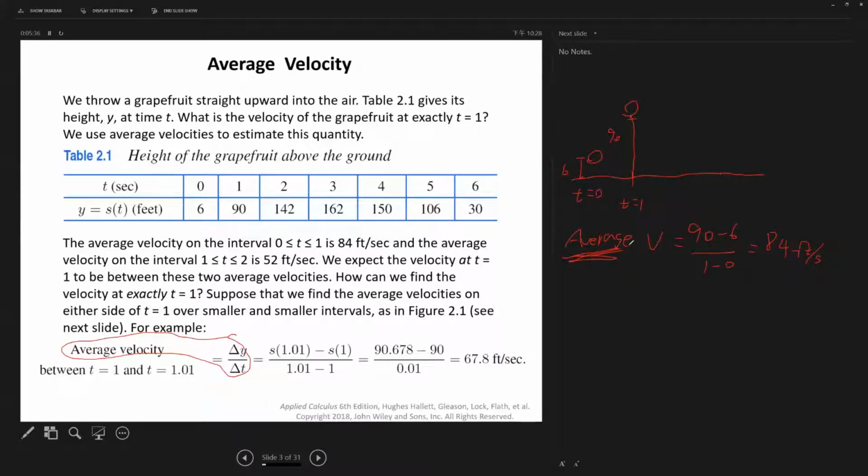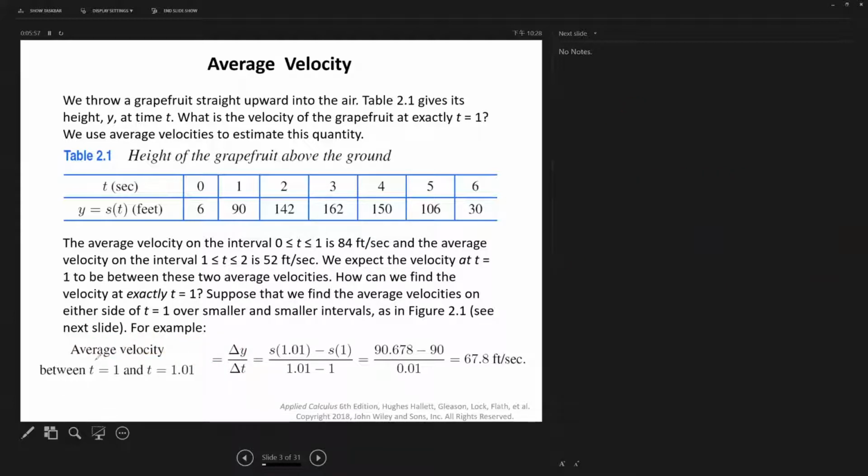Instantaneous rate of change, which we'll look at shortly, is exactly, let's say, at 0.443 seconds, what is the speed of the grapefruit? And that is what we want to estimate. Let's look at the example right here.